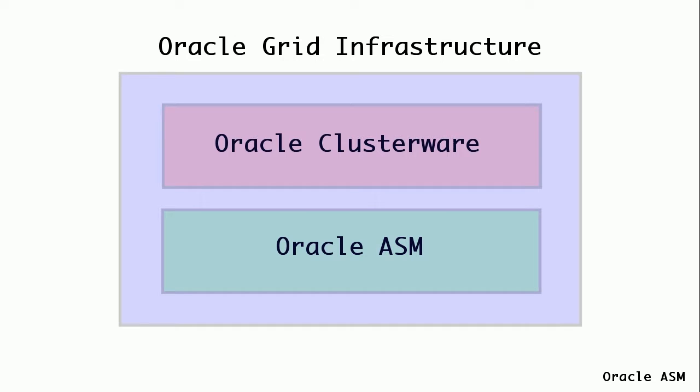Oracle Grid Infrastructure software contains two major components: Oracle Clusterware and Oracle ASM. Oracle Clusterware is a portable cluster software that allows clustering of independent servers so that they cooperate as a single system. Oracle Clusterware was first released with Oracle 10G, Release 1, as the required cluster technology for Oracle Real Application Clusters.